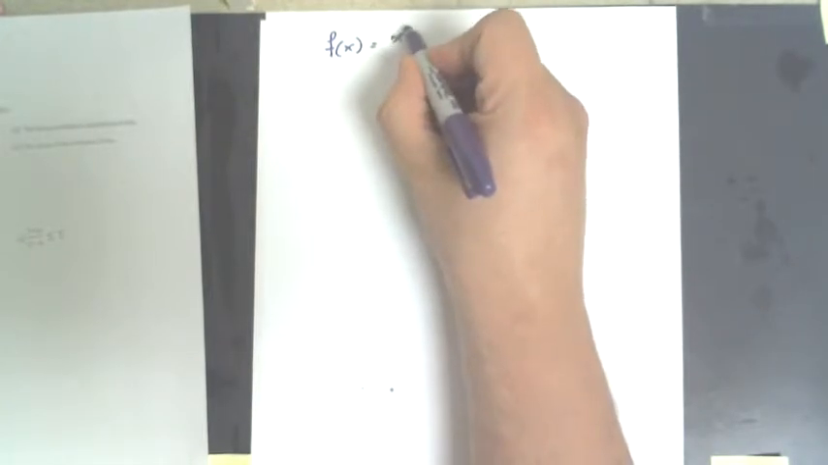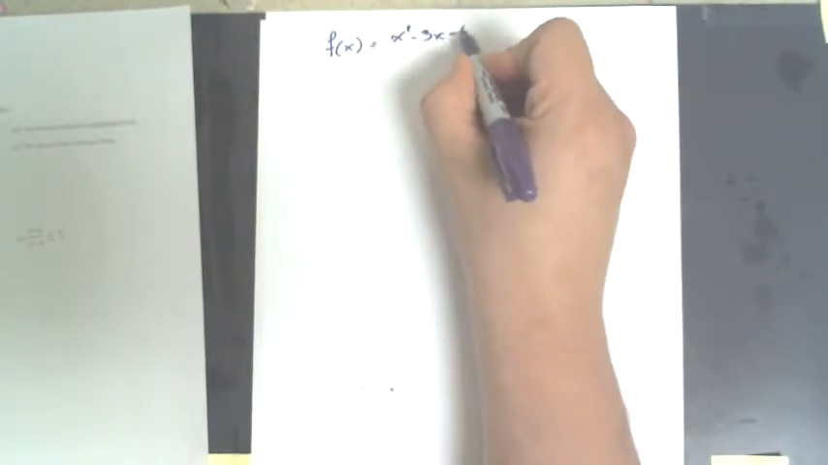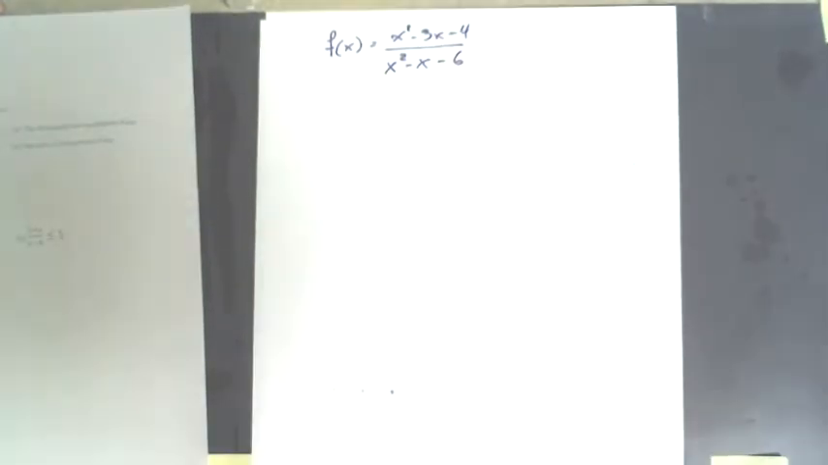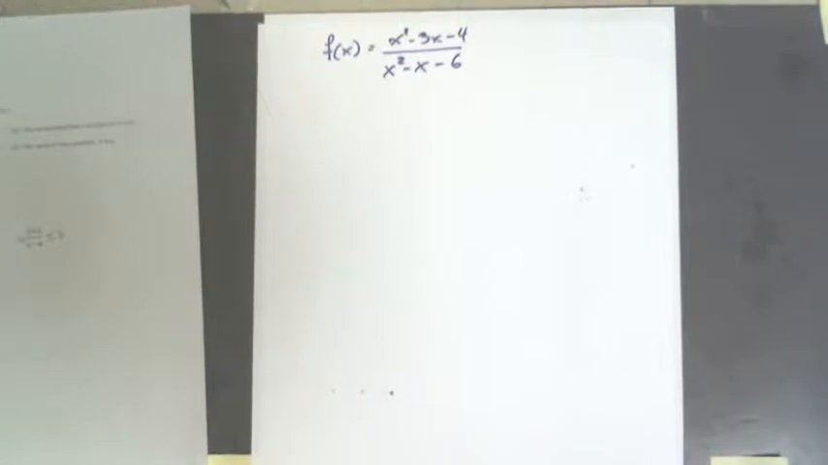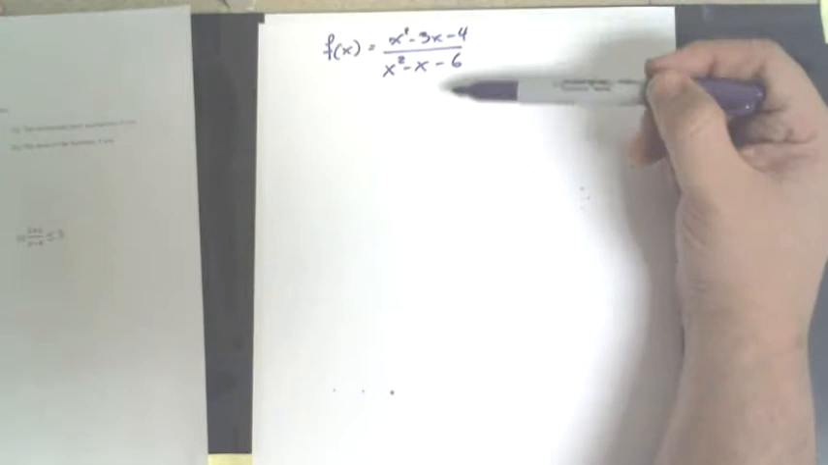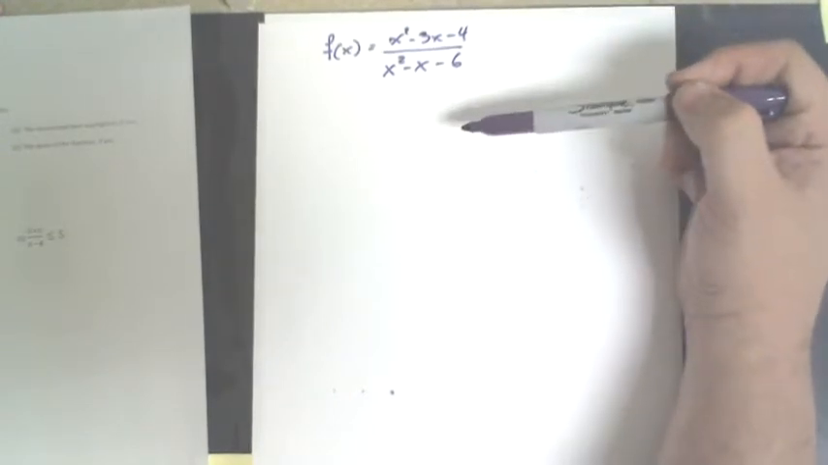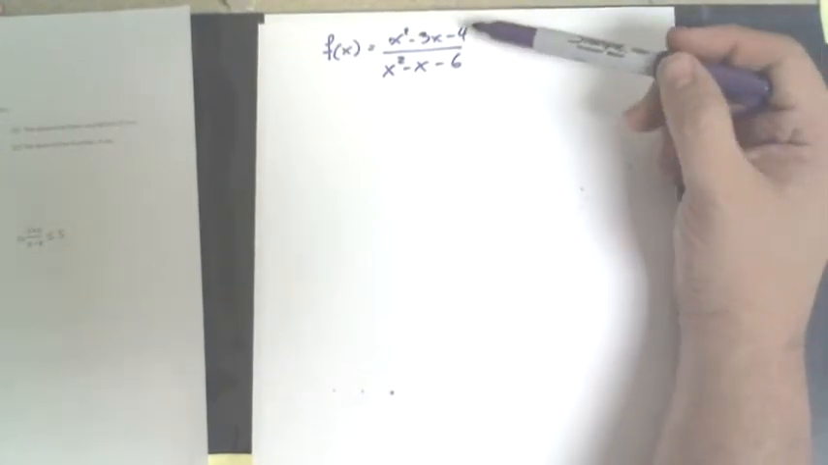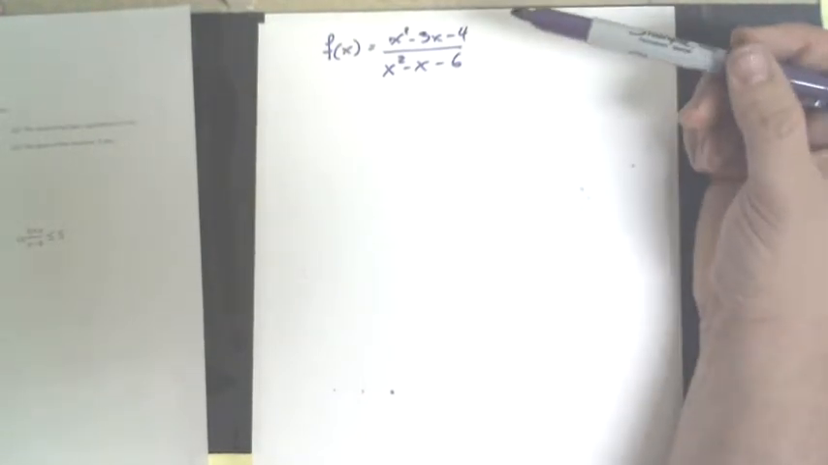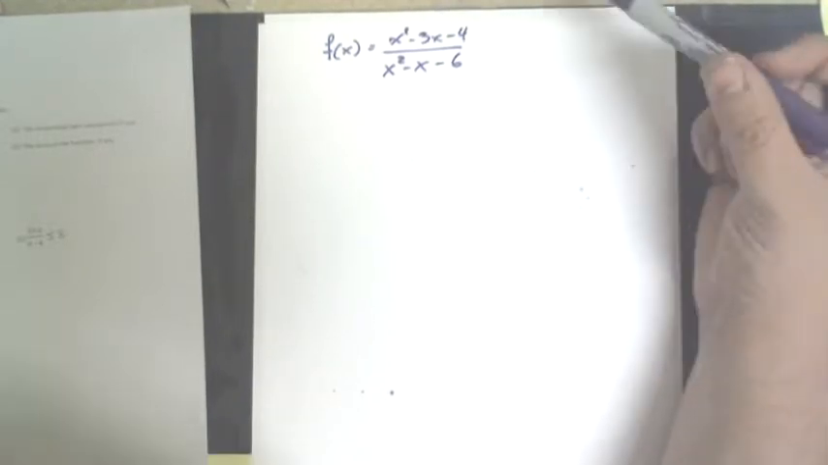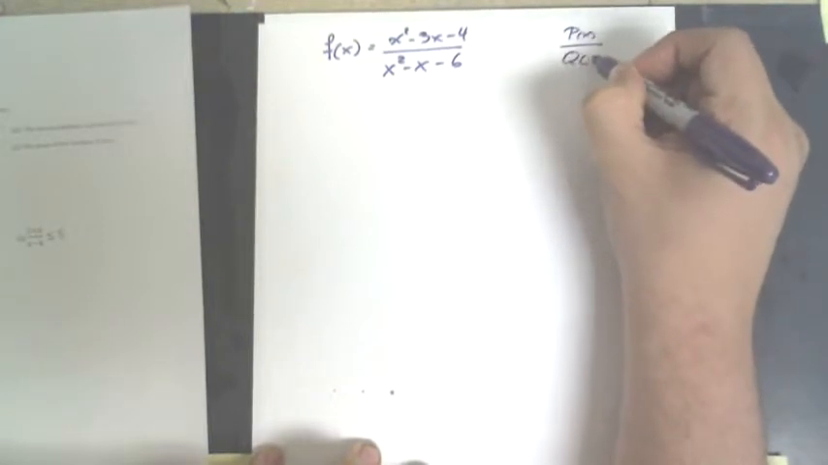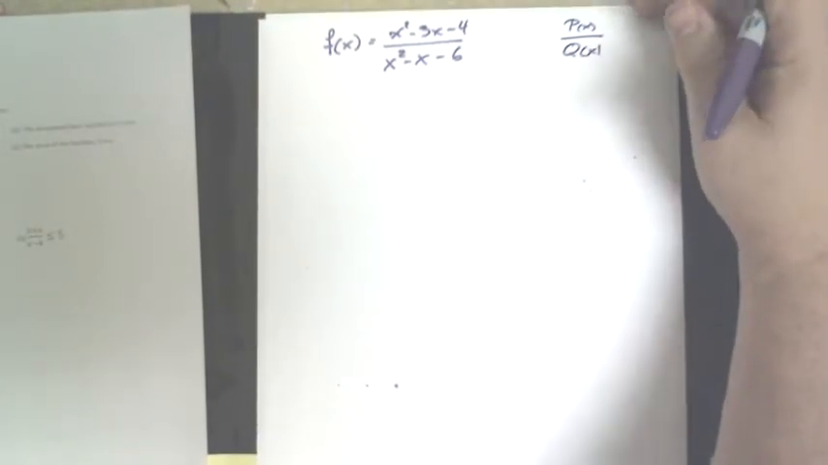So we have the function x squared minus 3x minus 4 over x squared minus x minus 6. It's called a rational expression. As you hopefully remember, rational numbers are fractions of integers, so they're fractions of nice things. Polynomials are nice things, so fractions of nice things are rational expressions. Anything that can be written as a polynomial over a polynomial is a rational expression.